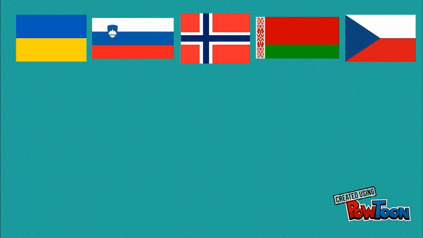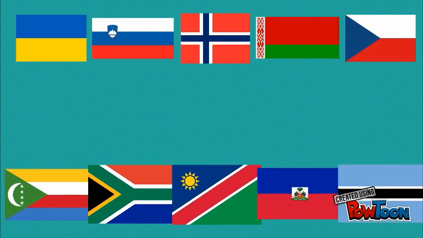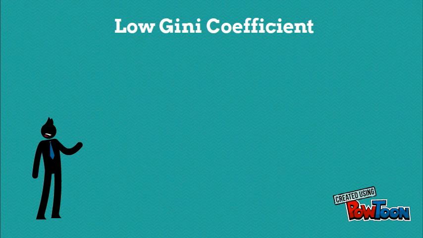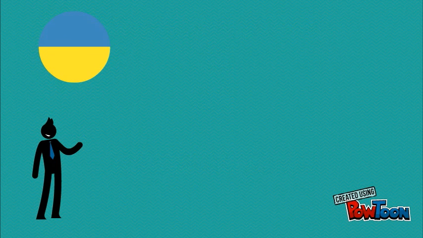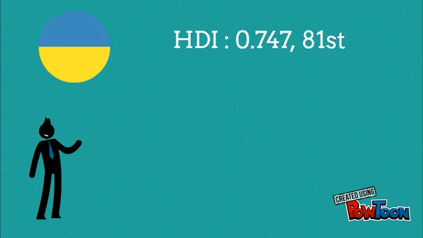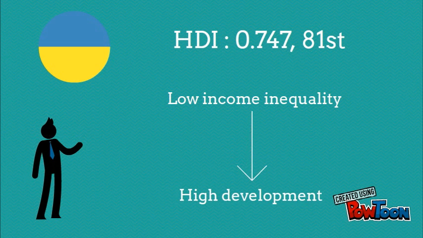And these are 5 countries with highest Gini coefficient, thus highest income inequalities. As you may have noticed from this graph, low Gini coefficient does not always mean high development, as Ukraine's Human Development Index is only 0.747, which is the 81st. Therefore, we can conclude that although low income inequality causes high development, it may not always be the same.